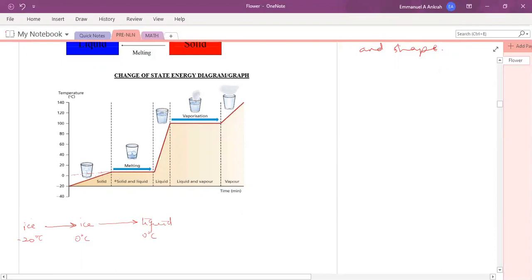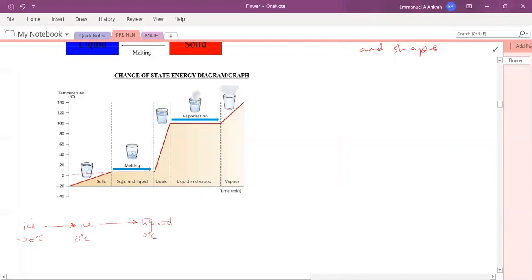The ice is solid, so there's strong attraction between the molecules. That's what maintains the fixed shape. So the energy goes to break the bonds between the molecules, so that now they can move a little bit further from each other to become the liquid. So the liquid has no fixed shape, right?